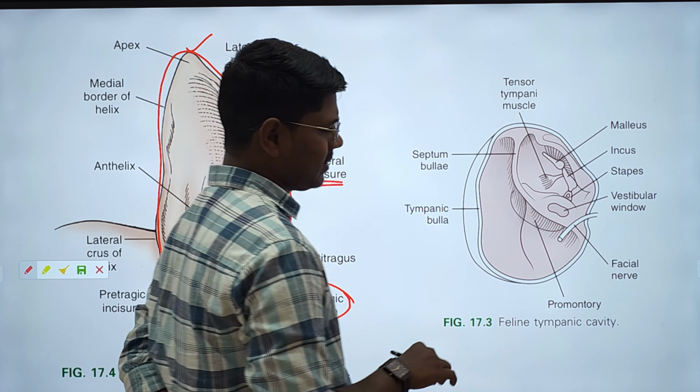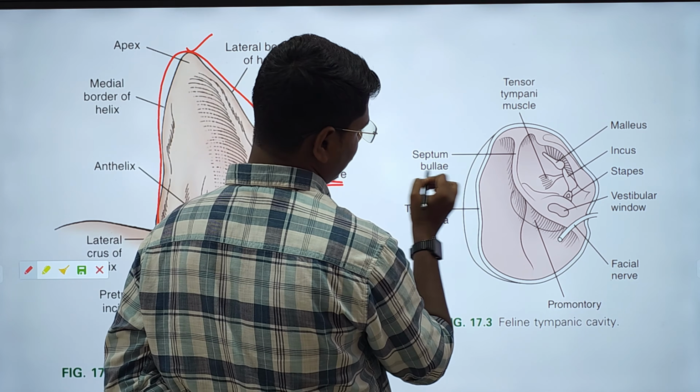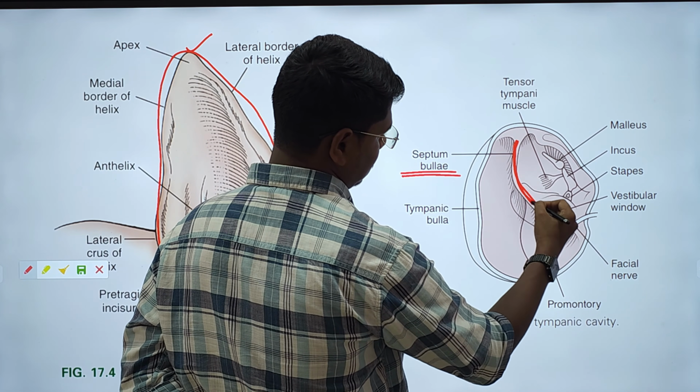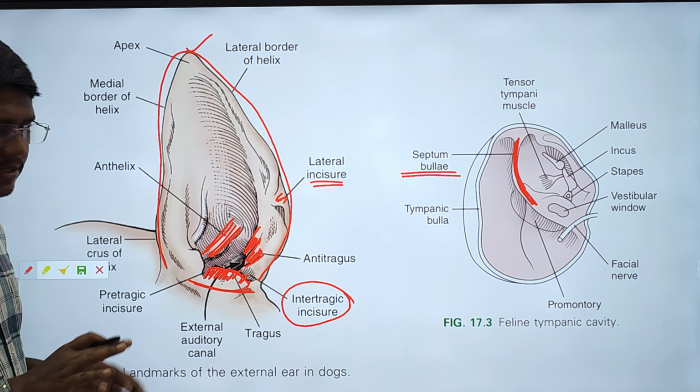Now in the case of the cat, there is a difference between the dog and cat. You will find a septum bullae inside the middle ear. This is the septum bullae. Otherwise, the rest of the structure is nearly similar.